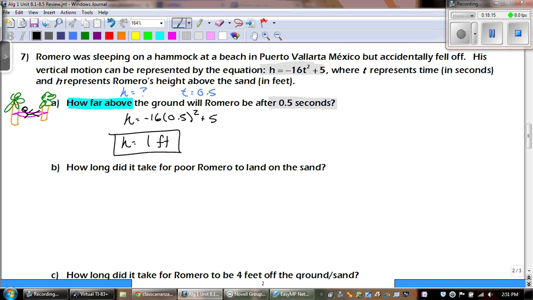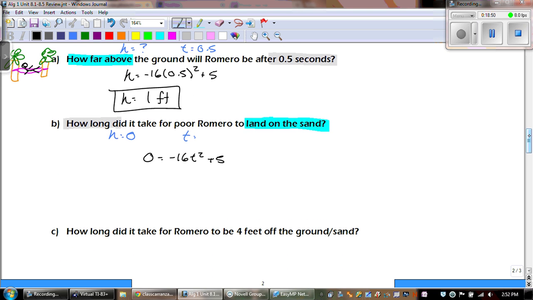Now, number B, how long did it take for poor Romero to land on the sand? Well, the sand would represent the height, right? And the sand would be at 0. So it's saying how long, that's the time, and to land on the sand is 0. So for this one, we get 0, because that's our h, equals negative 16t squared plus 5. Okay, and to solve this one, is there a GCF? Nope, no GCF. So we're going to solve it by SADMAP. I'm going to subtract 5 from both sides, and we get negative 5 equals negative 16t squared.